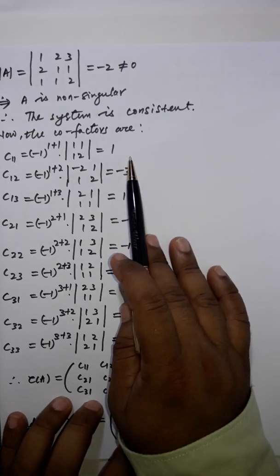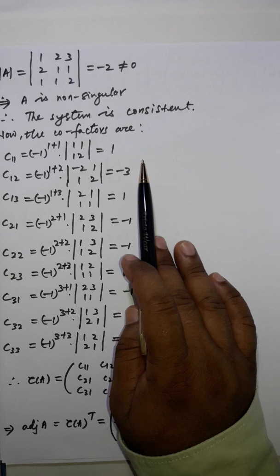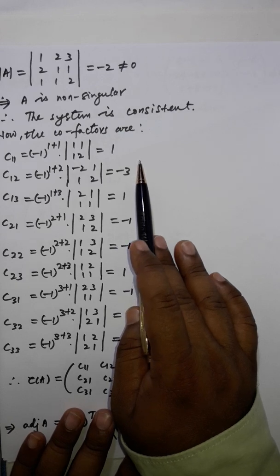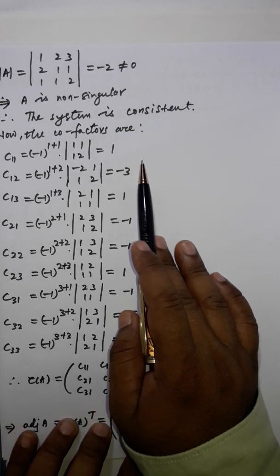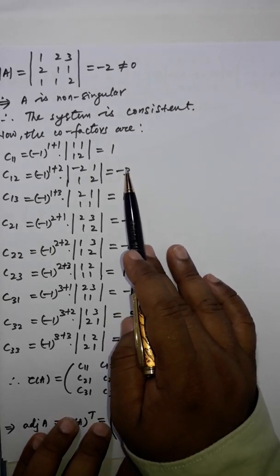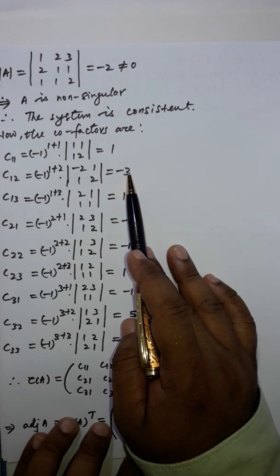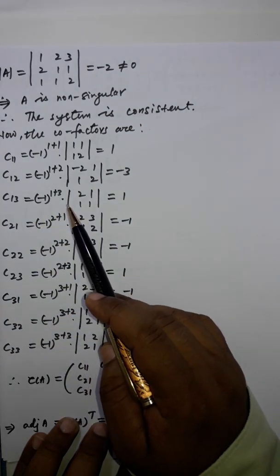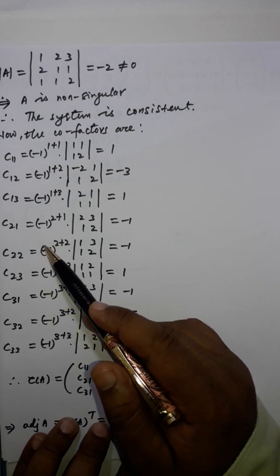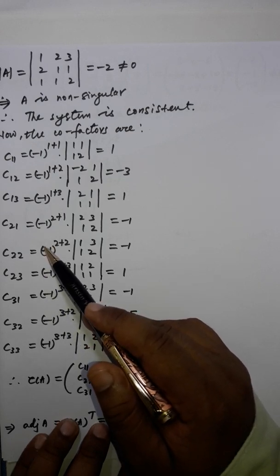That means we can move on to the solution part. Now, the second part is the adjoint of A, and to get the adjoint of A, we have to find the cofactors of the coefficient matrix A. So, we will get the cofactors of all the elements of the matrix A, and we will replace each and every element by its own cofactor, by which we will get a matrix.